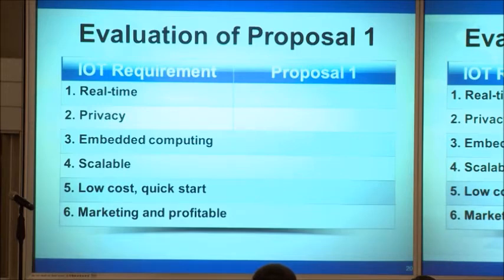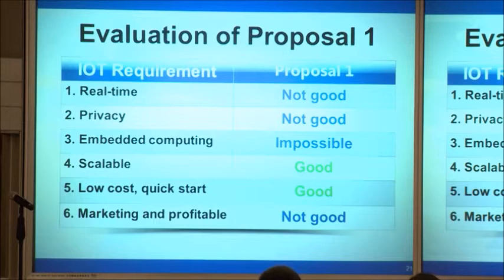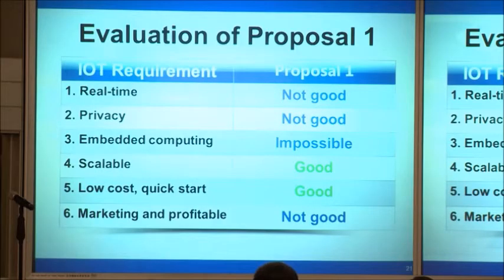Now, if we look at the Internet alone, remember, proposal 1 is using the Internet to act as the Internet of Things. Then we know from theory, and I think many of my friends from computer science can tell you, we did a lot of work. The current Internet, from the architecture and protocol point of view, is not good for real time. It's not good for privacy or security. And embedded computing is just impossible. You cannot do any computing in the router, right? Nobody is going to do that. But there's something good. The current Internet is truly scalable. The cost is very low. If you use the Internet to connect things, it's ready today, so you don't have to do anything. But the current Internet also makes marketing and profit making very difficult, so that's all not good.